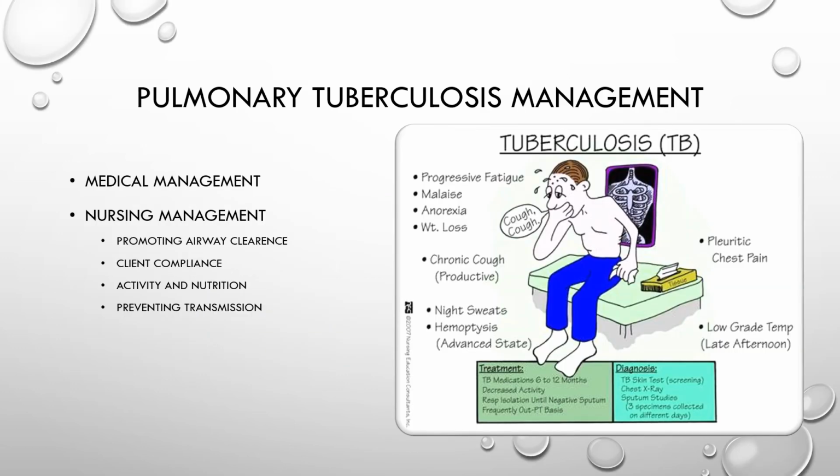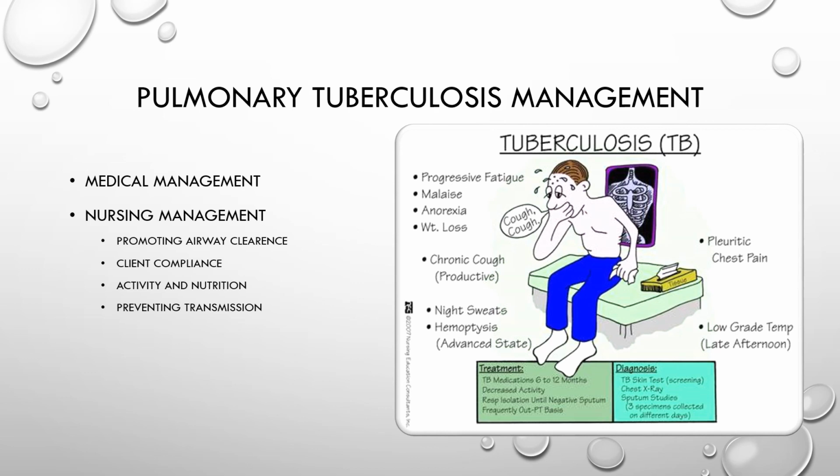Medical management of tuberculosis usually lasts anywhere from 6 to 12 months. And the reason for this prolonged treatment duration is to ensure that the microorganism is completely destroyed within the body, and also to prevent any relapse. A combination of multiple anti-tuberculosis agents are used in the medical management.